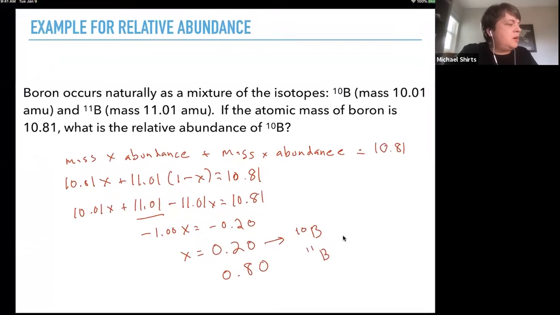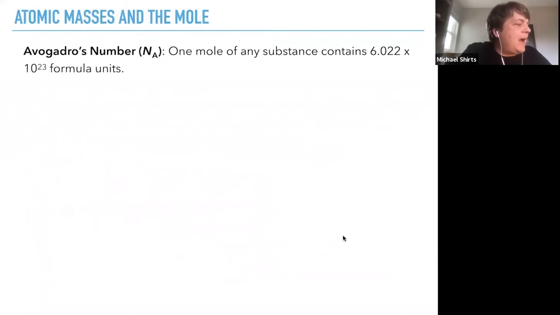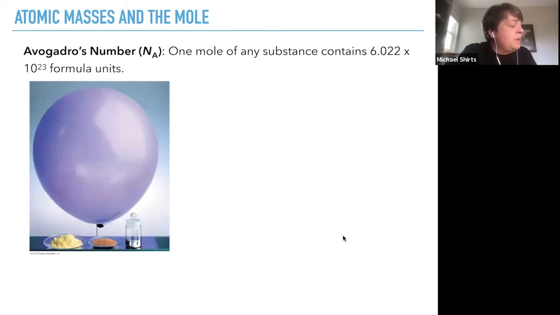Okay, so then let's take a look at Avogadro's number, atomic masses, and the mole. So we define a number: 1 mole of any substance contains 6.022 times 10 to the 23rd units. It's basically a number conversion factor. You can have a mole of marshmallows, a mole of atoms, a mole of molecules, a mole of whatever. It's just a number. There's nothing inherently molecular about a mole. In this picture, you've got a mole of several different substances, which are different amounts of substances, but they're the exact same number of atoms or molecules of that substance.